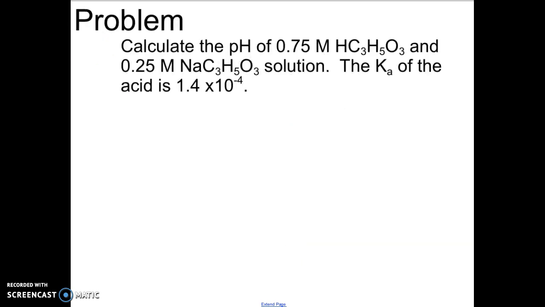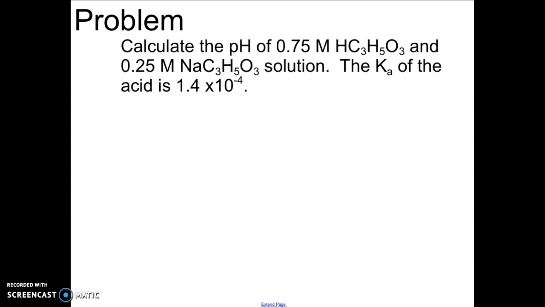What I want to start out with today is showing you some calculations on how we would do buffers. I'm going to do it two ways. The first way I'm going to show is with the original RICE tables, and then I'm also going to show it using the Henderson-Hasselbalch equation. Either way is acceptable for the AP test, so either way is good.